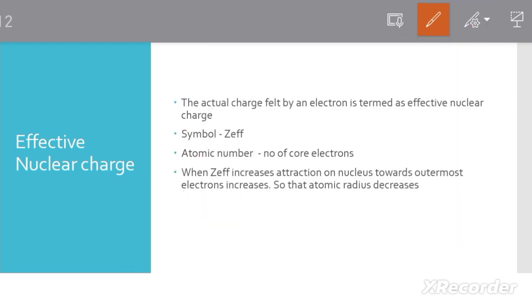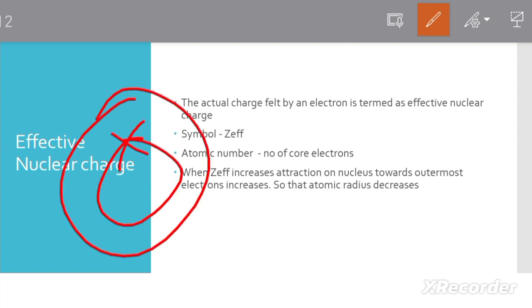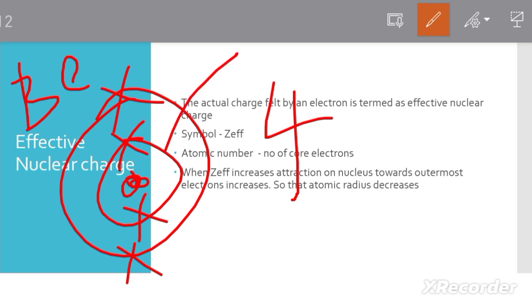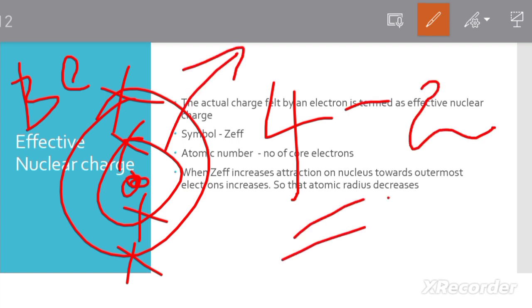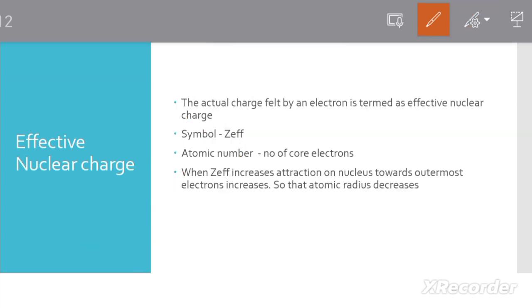Another example, I'm going to take beryllium. 4. 1, 2, 3, 4. Here is a nucleus. Here's beryllium. Atomic number 4, core electrons 2. So Zeff is equal to 2. Likewise, effective nuclear charge can be calculated. When the effective nuclear charge increases, the attraction of the nucleus toward the outermost electrons increases, so that the atomic radius decreases.